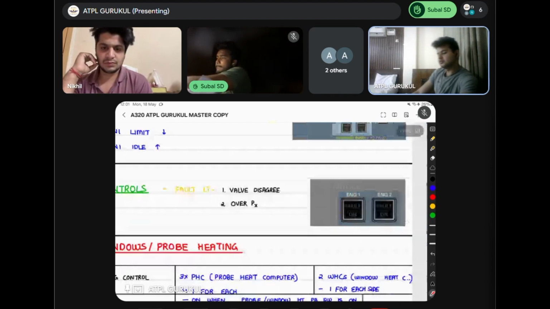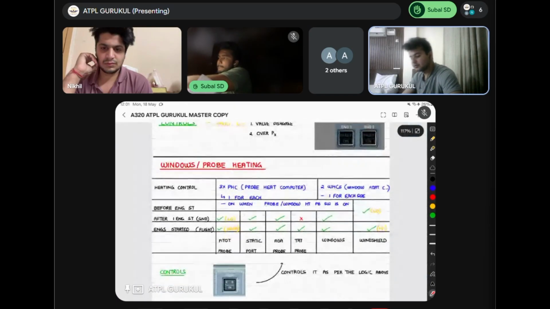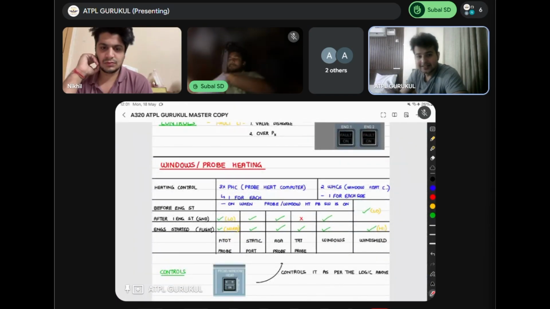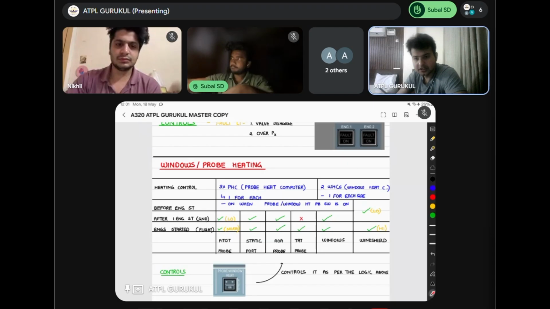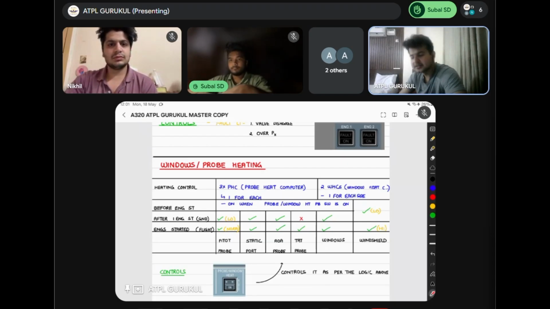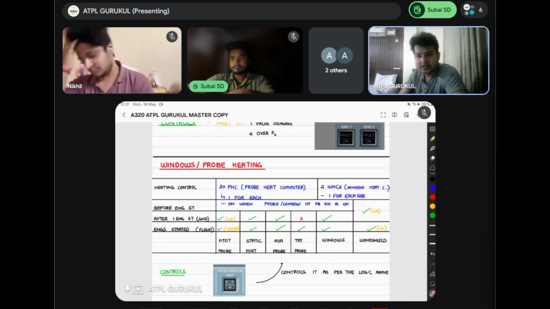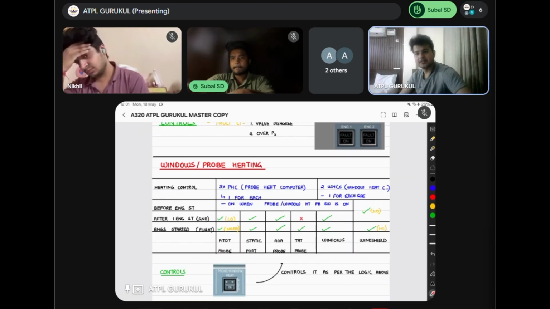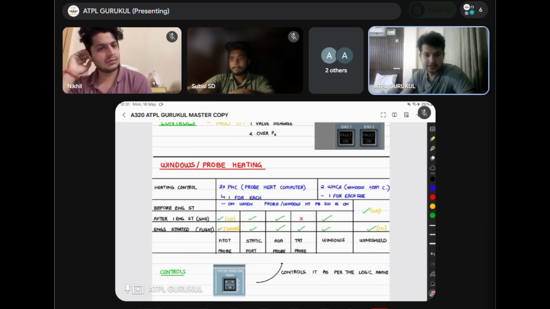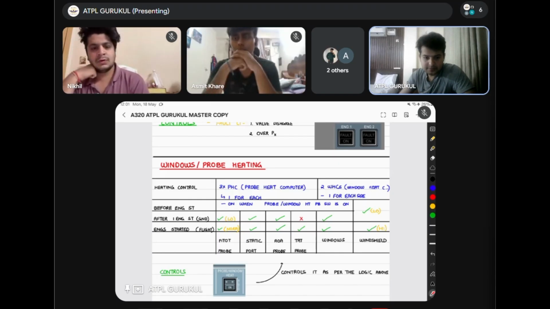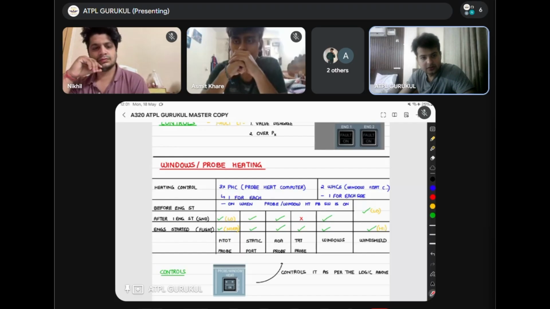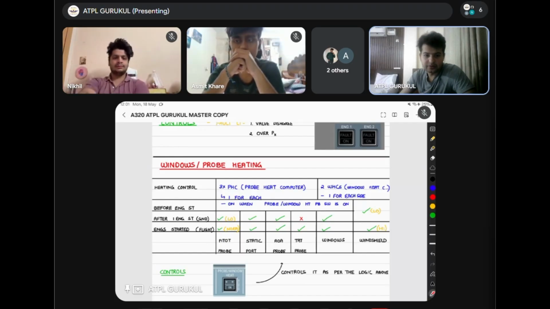Now let's go to the next portion, which is Windows and ProHeat. Now, this entire portion, especially the Windows and ProHeat, you may lower your hands. This entire portion, Windows and ProHeat, is the trickiest portion of this chapter. Let me make this very clear to you guys. It is the trickiest portion of this chapter. Let's go on to window heat.